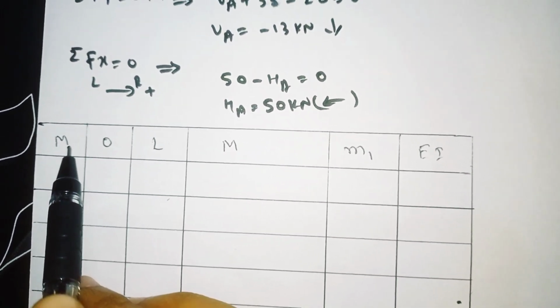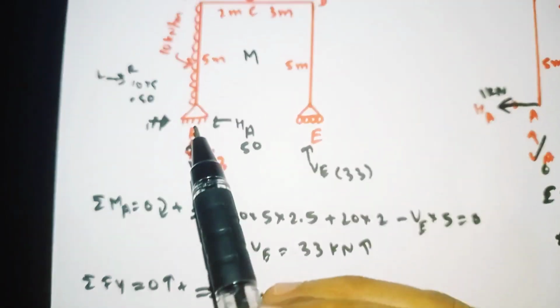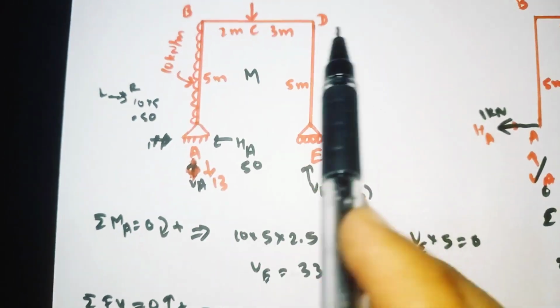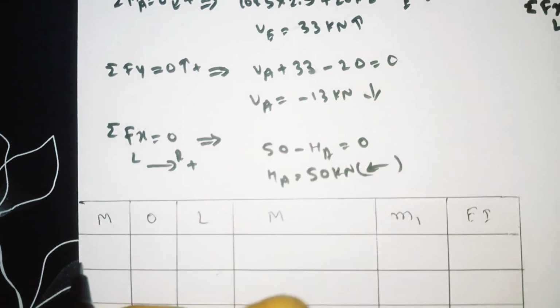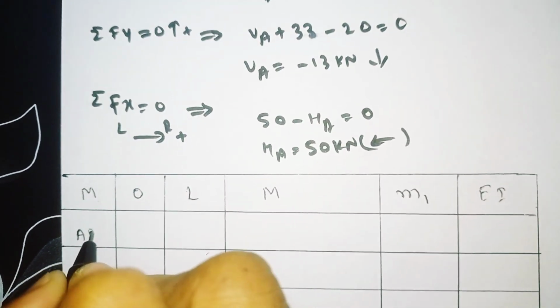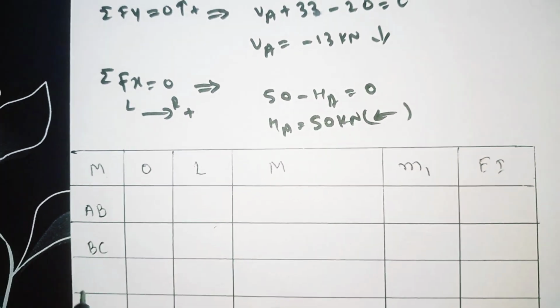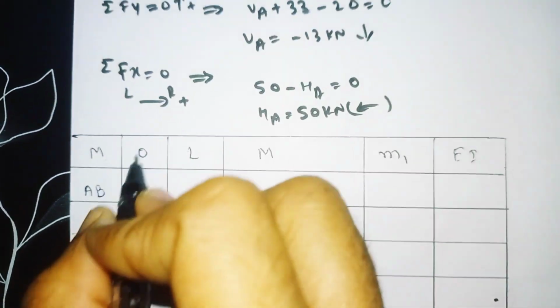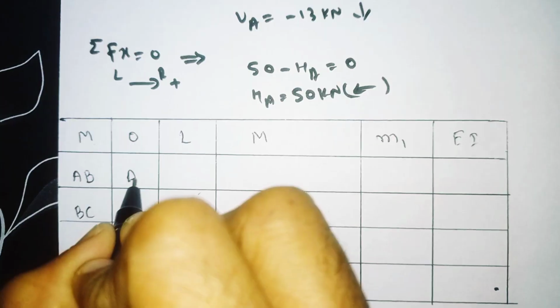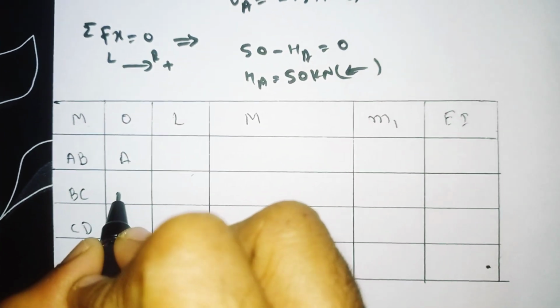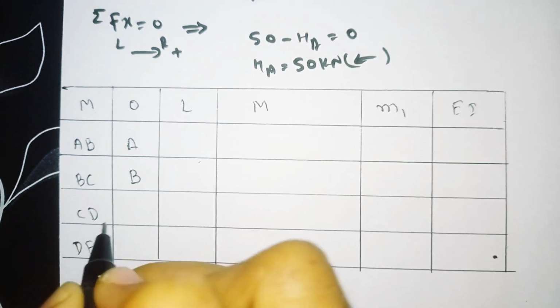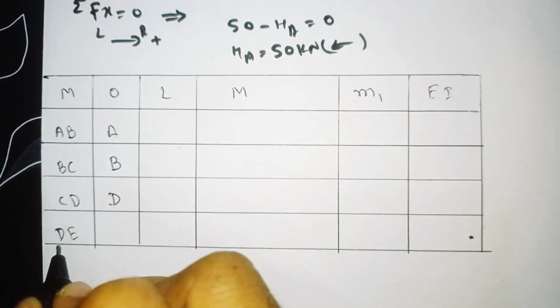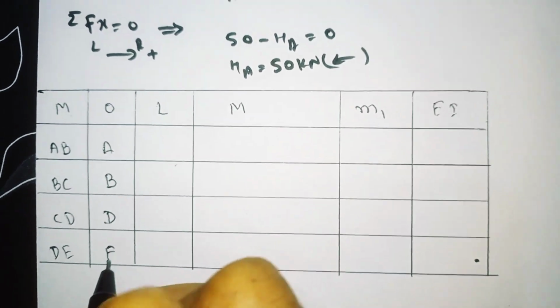Here M is member. So the members we have are AB, BC, CD and DE, and we need to write them here. For AB I am taking the origin as A. For BC I am taking the origin as B. For CD I am taking the origin as D, and for DE I am taking the origin as E.